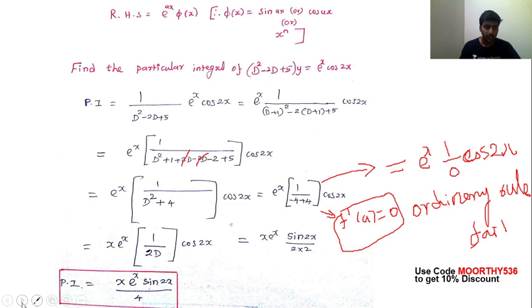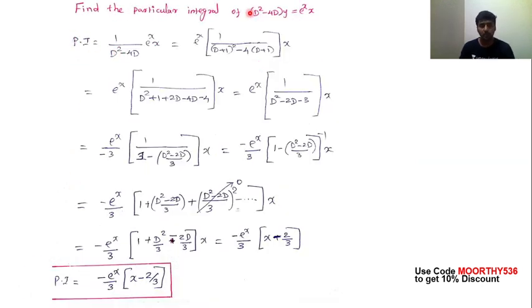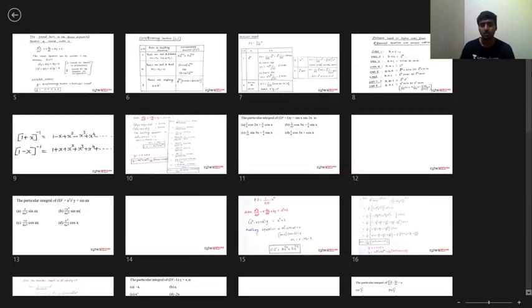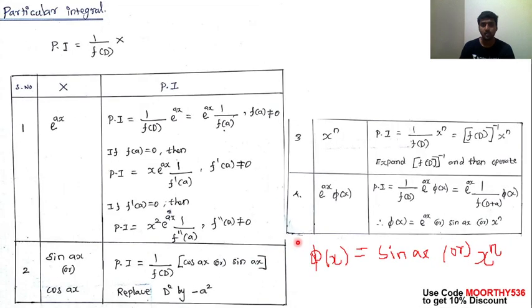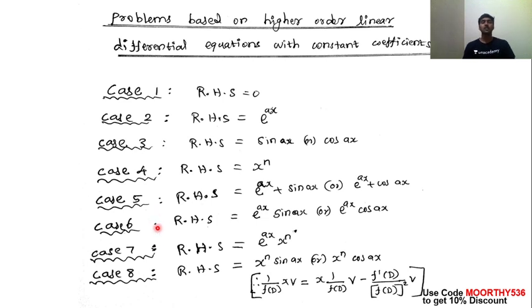The next one, again, find the particular integral. There are two cases for e power ax into a function of x, which may be sin x, cos x or x power n. As per this formula, we have two cases. Case 6 is e power ax into sin bx or e power ax into cos bx. Already we had a discussion about this case. The next case is e power ax into x power n. Now we are going to discuss this, e power ax into x power n.